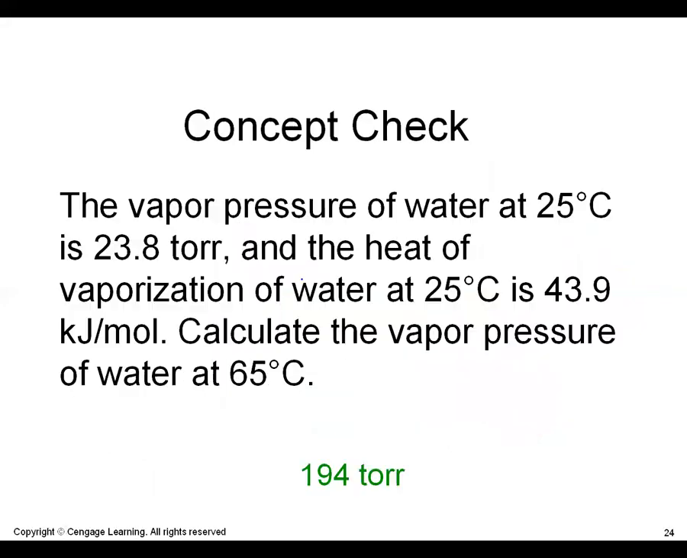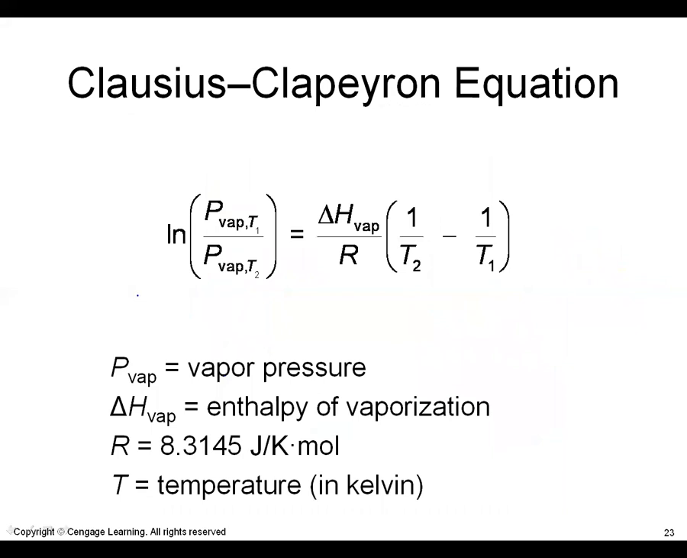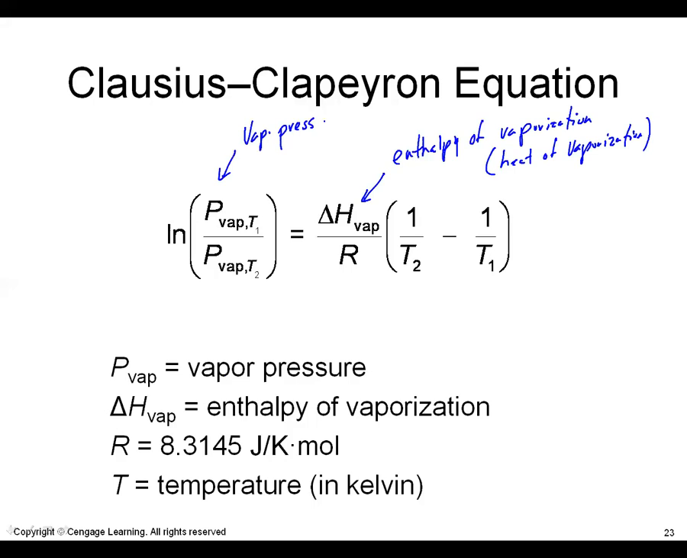Now we could actually calculate the vapor pressure here. That is the delta H of vaporization. That's the enthalpy of vaporization, or it's sometimes referred to as the heat of vaporization. And this is the vapor pressure at one temperature, and the vapor pressure at another temperature.